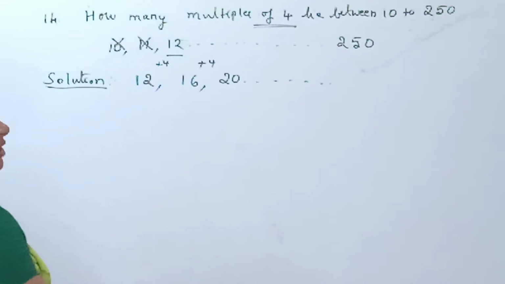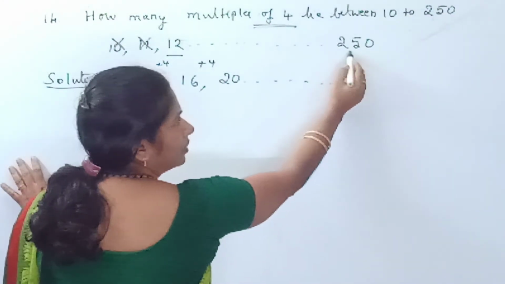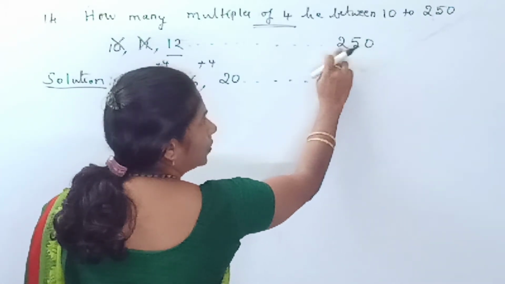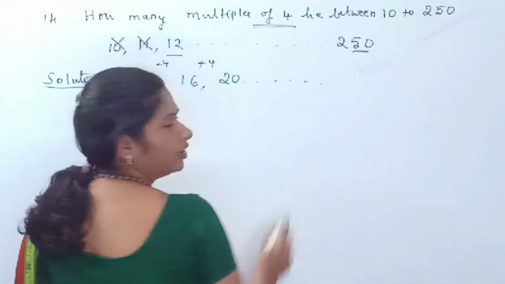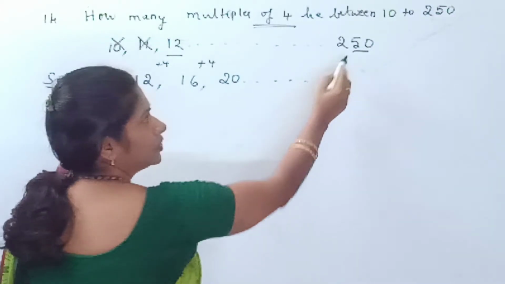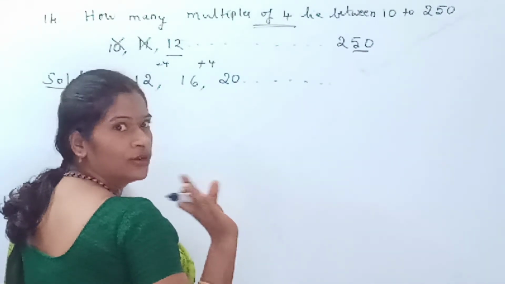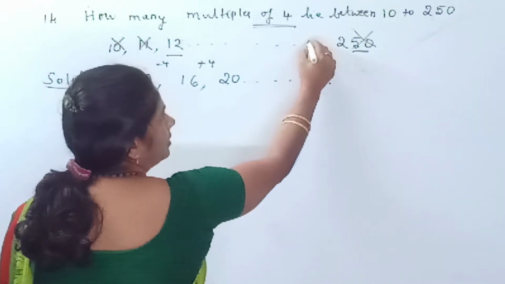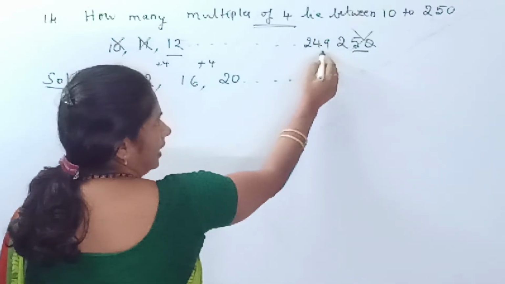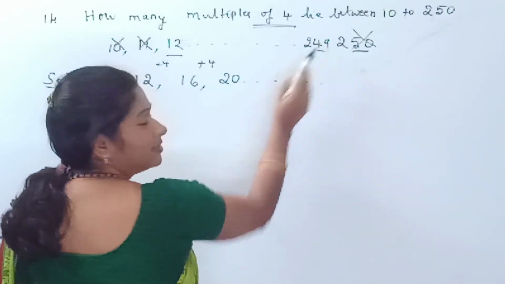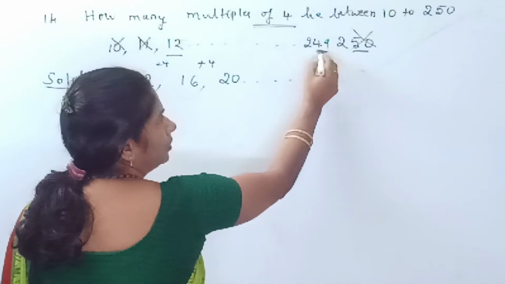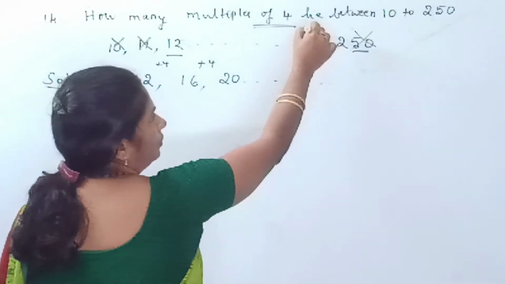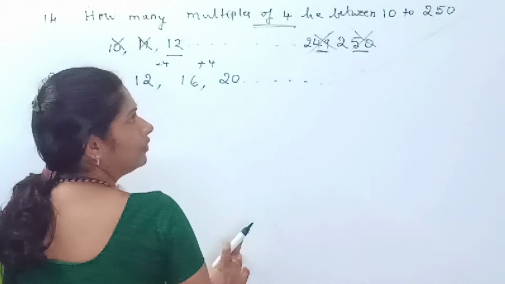Now the last multiple we have to find out, children. So which is the last number? 250. Now see, apply the rule, children. Divisibility rule of 4. So see the last 2 digits. 50 is not a multiple of 4. So 250 is not divisible by 4. Next number is 249. 49 is not a multiple of 4. So even 249 is also not a multiple of 4.